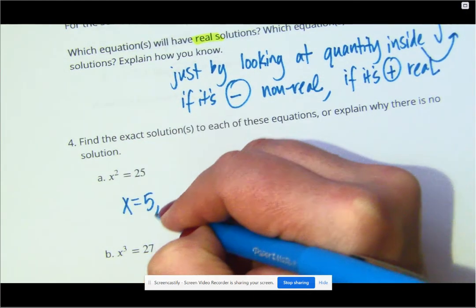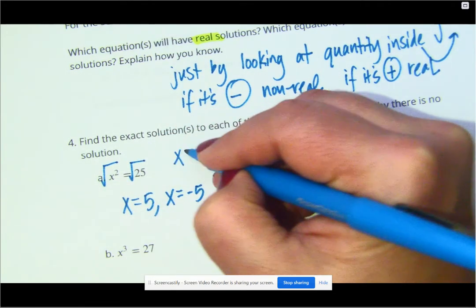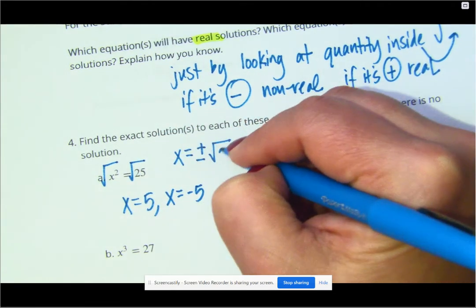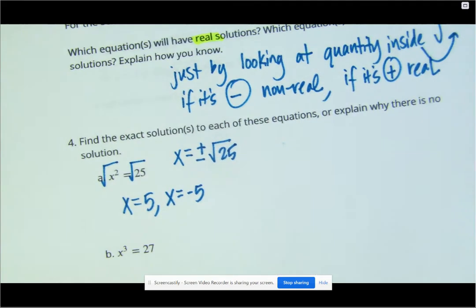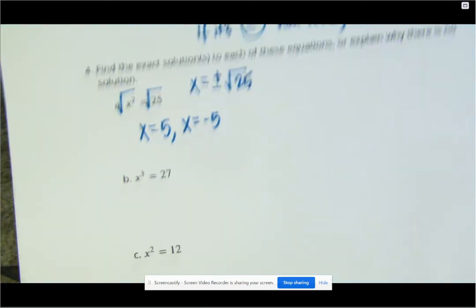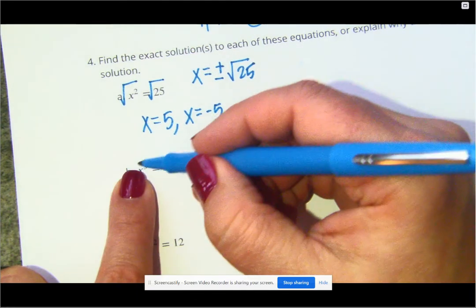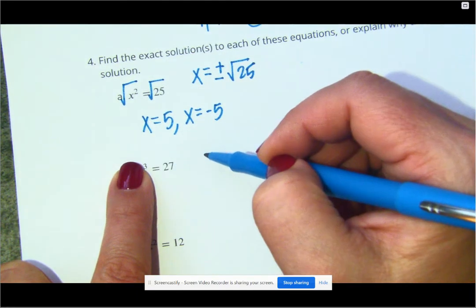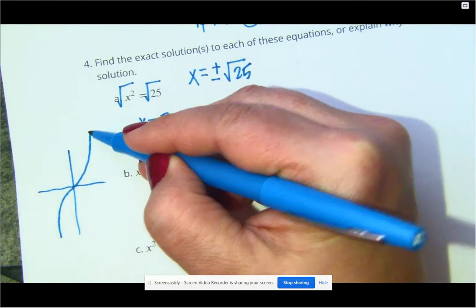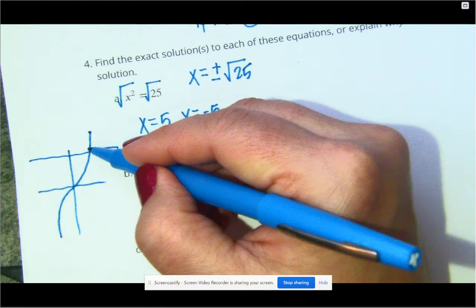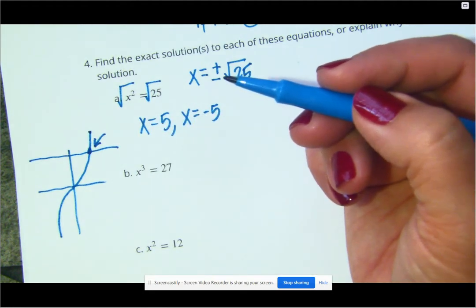Hopefully you've seen this one enough, you'll know it. Or, I mean, you can take the square root. x is going to be the positive or negative square root of 25. The positive square root is 5. The negative square root is -5. Okay, cube root, kind of throwing us a curveball here. How many numbers can I cube to make 27? Remember our picture. Here's what a cube root looks like. Here's 27. Cube roots and cubic problems always have exactly one solution, always.